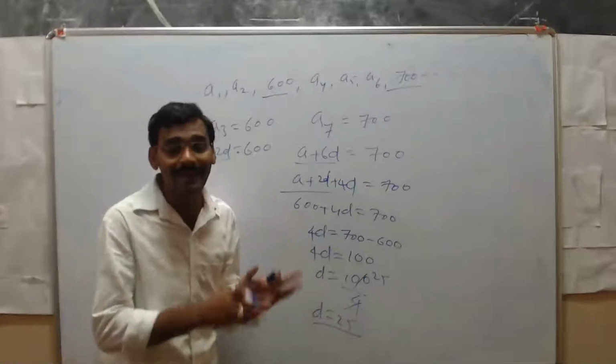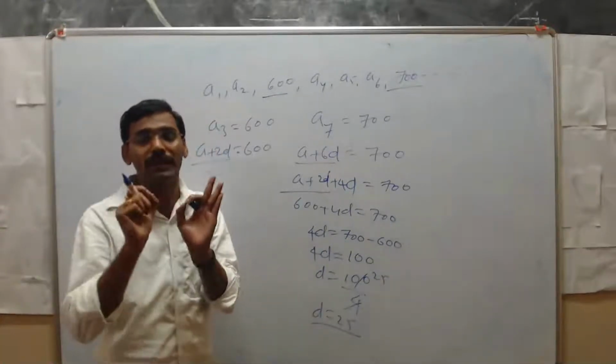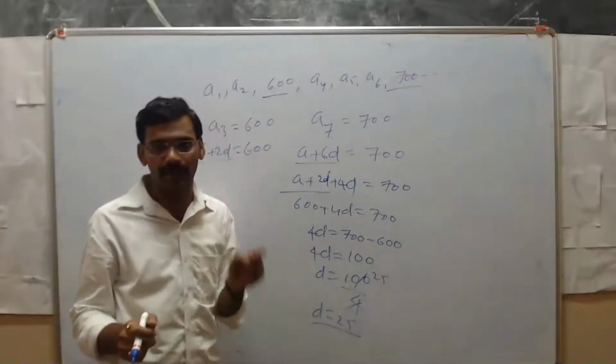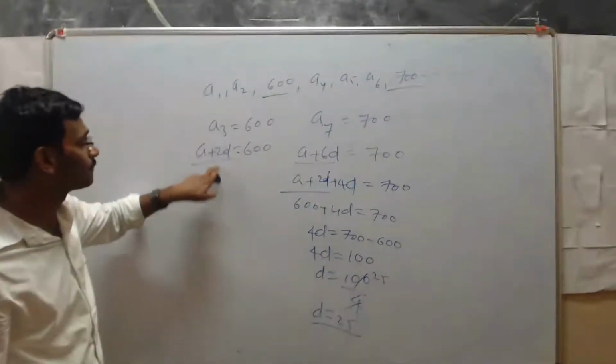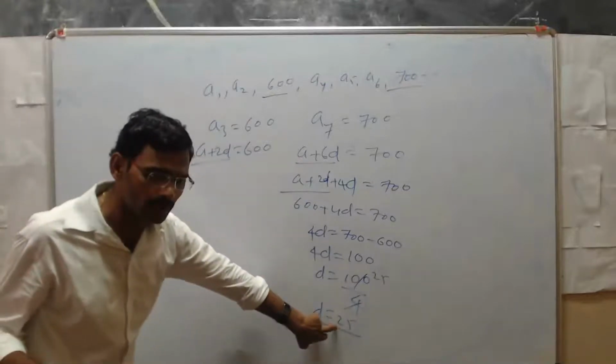Nothing but, they are increasing how many TVs per year? 25 TVs per year. They are increasing 25 TVs per year, which means D is equal to 25. Then after substituting, D is equal to 25.